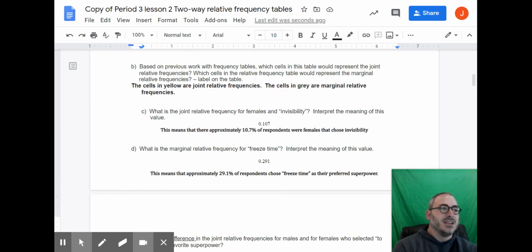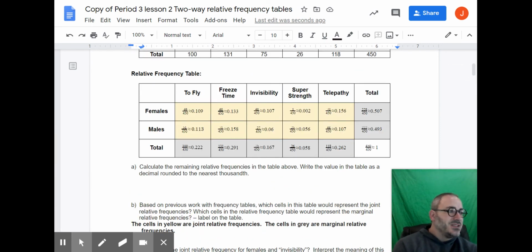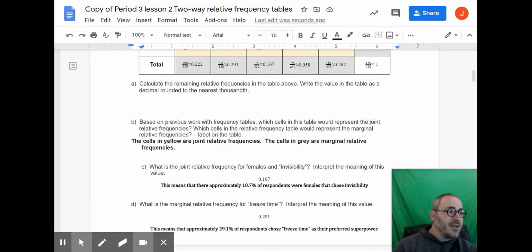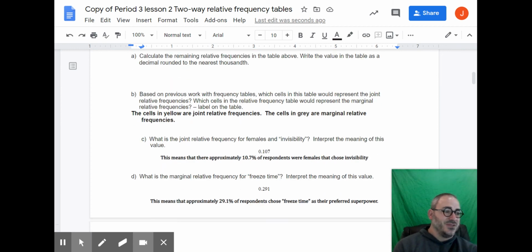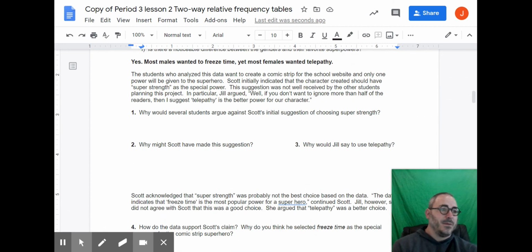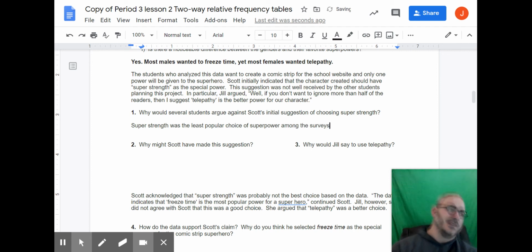Why would people argue against choosing super strength if you're going to do a comic? Well, super strength was like the weakest power of them all in terms of popularity, right? In terms of popularity, only 5.8% of respondents wanted super strength. So that was really not a very popular choice. So what I might say here is super strength was the least popular choice of superpower among the surveys. I could have said respondents again, but I decided to say something a little different.